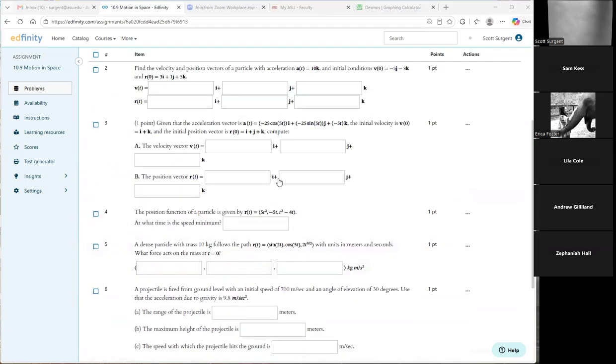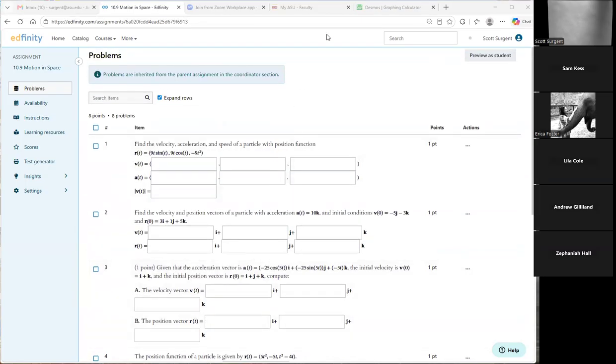There we go. Go ahead and stop the share. Yeah, it should clean up.